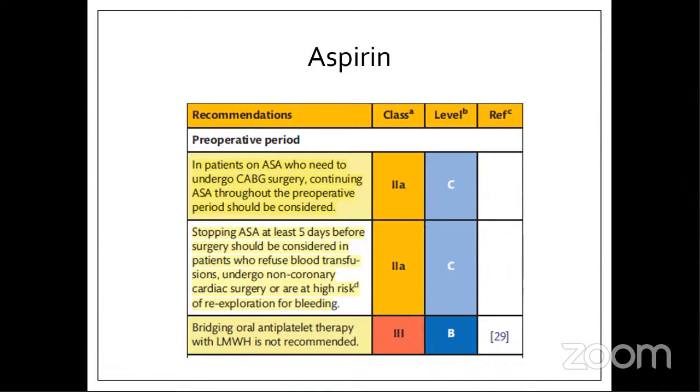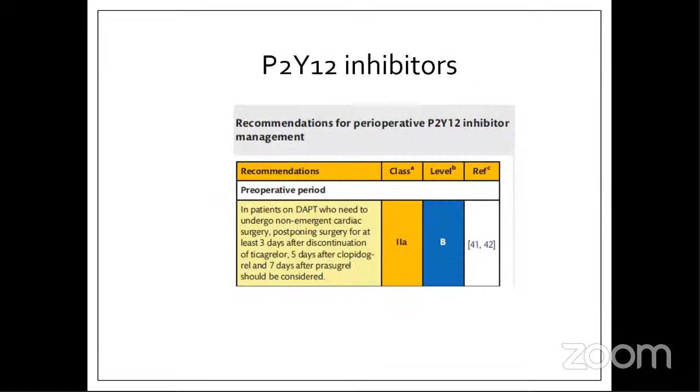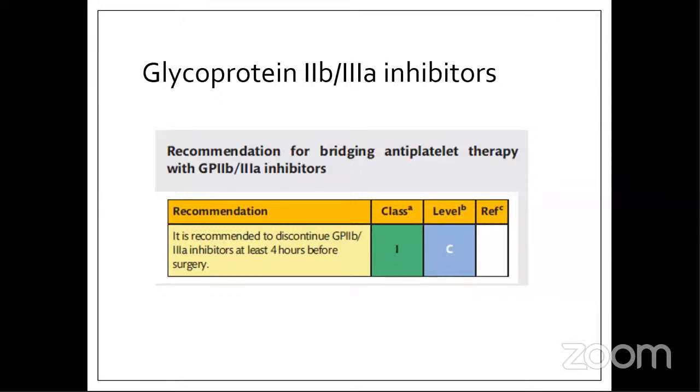Patients who refuse the blood transfusion or are undergoing a non-coronary cardiac surgery or at high risk for bleeding, stopping the aspirin at least 5 days before the surgery should be considered. Bridging the oral antiplatelet with low molecular weight heparin is not recommended. Patients on dual antiplatelet therapy who are undergoing elective cardiac surgery, stopping the P2Y12 inhibitors should be considered before surgery. Also, for glycoprotein inhibitors, it is recommended to stop them at least 4 hours before surgery.